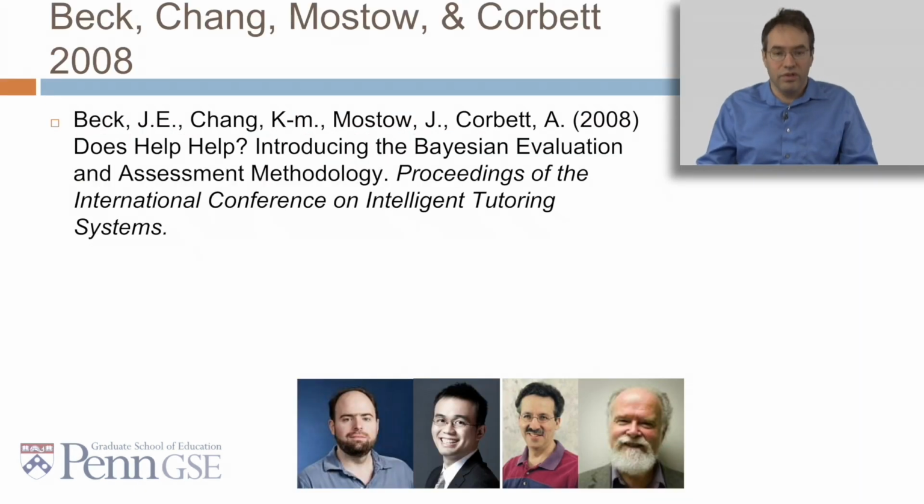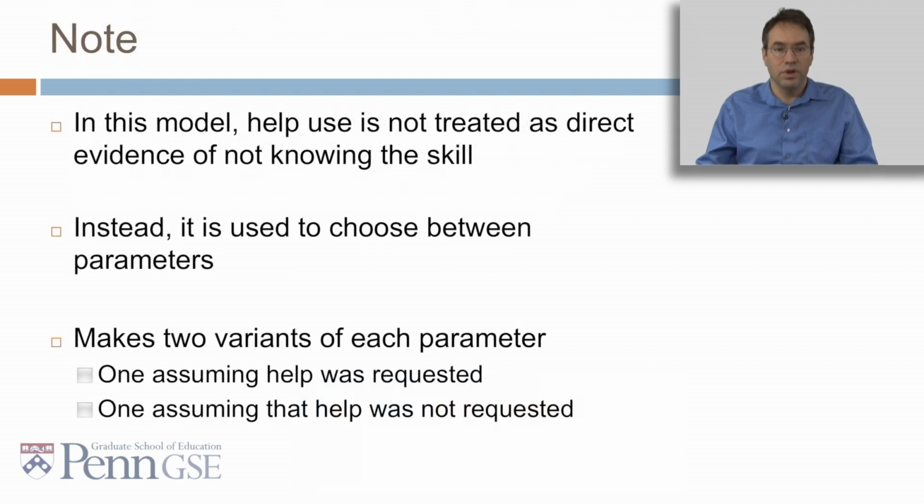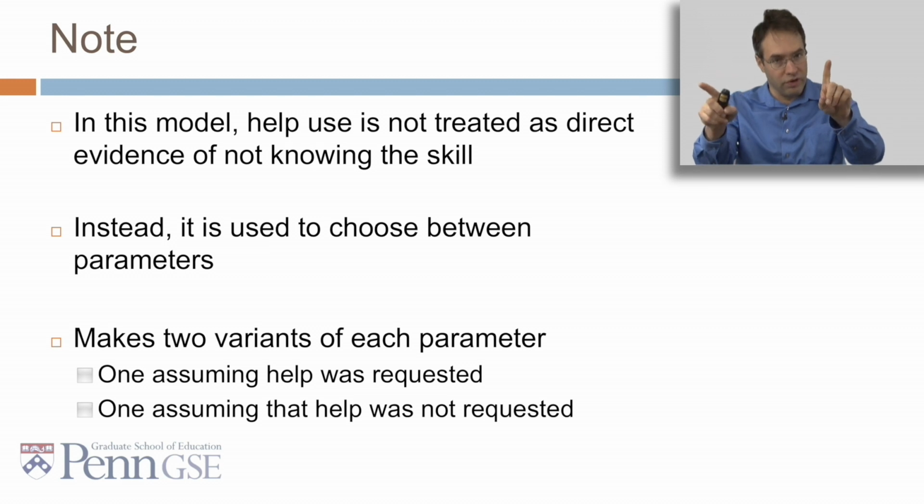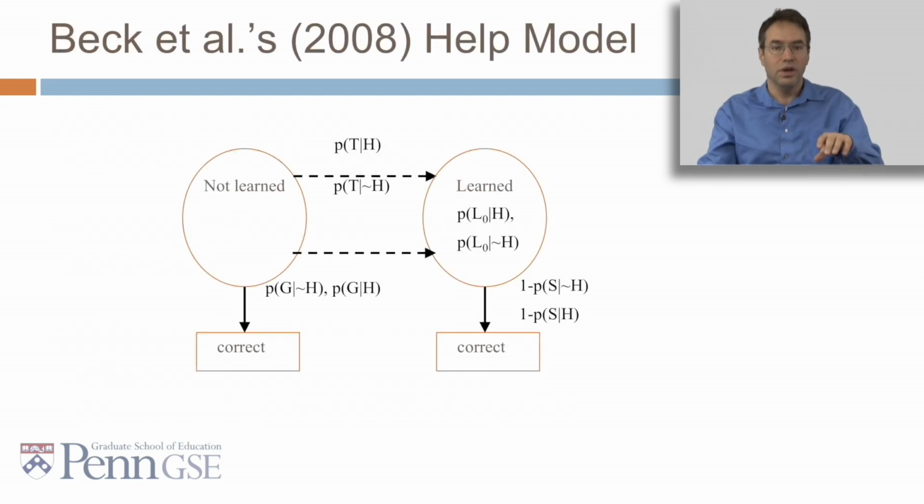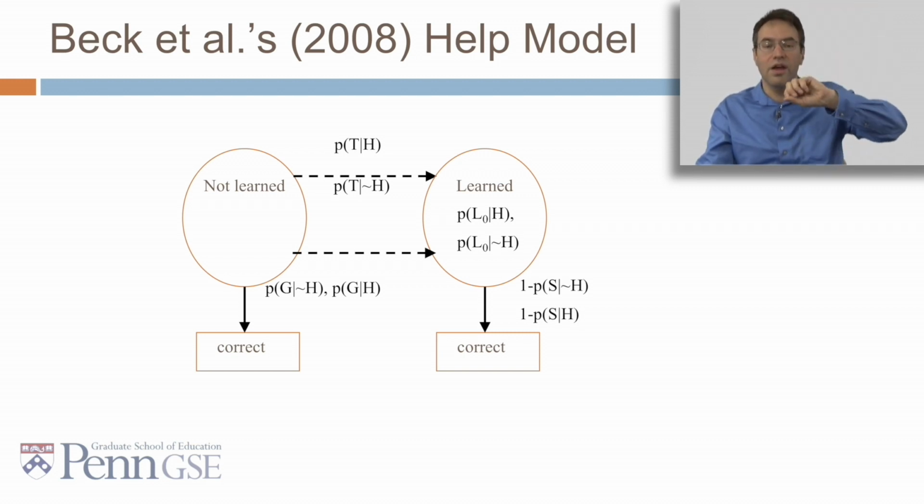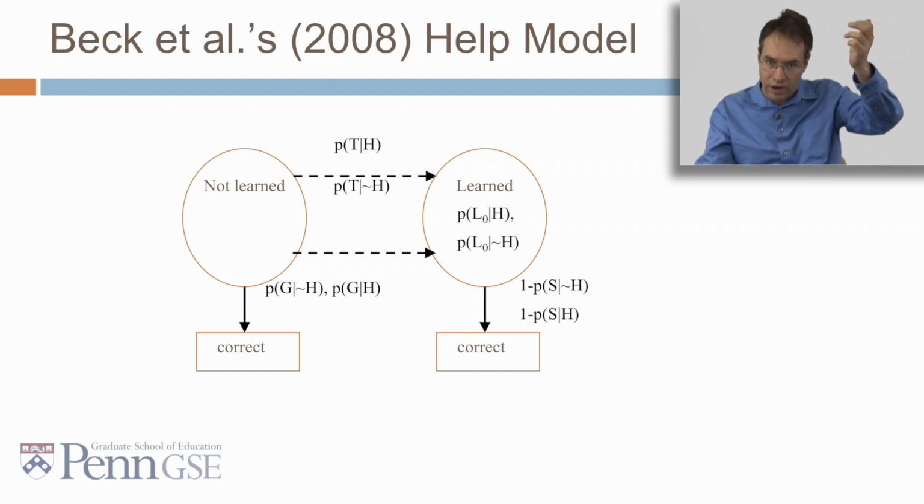Let's talk first about Beck's help model. In this model, help use is not treated as direct evidence of not knowing the skill, unlike classical BKT, but instead it's used to choose between parameters. This model makes two variants of each parameter, one of them assuming help was requested, and one of them assuming that help was not requested. This model otherwise looks just like BKT. It's just that at every single parameter, there's two variants of it. A given help, a given H, and a given not help, given not H.